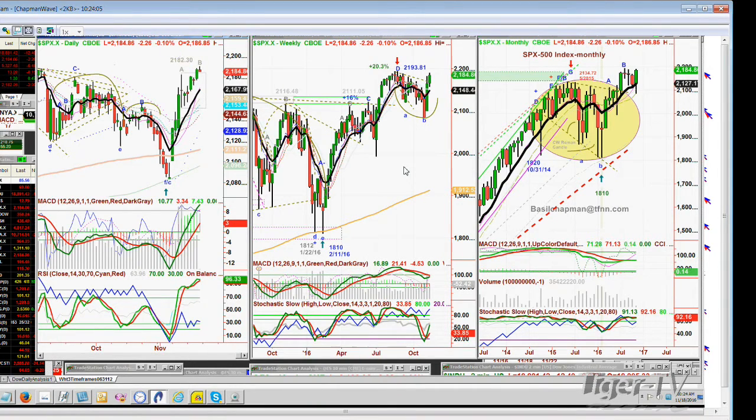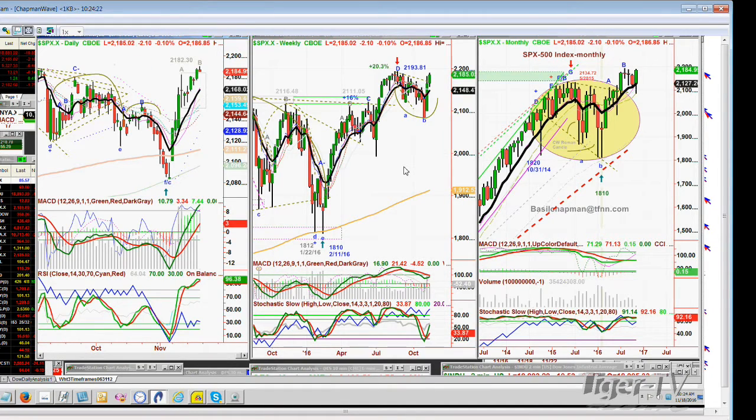So, okay, that's the S&P parameters. 2172. A break under that says, okay, you can go down a little deeper. And anything above, what's the high today? 2189. Anything above 2190 is extremely positive.